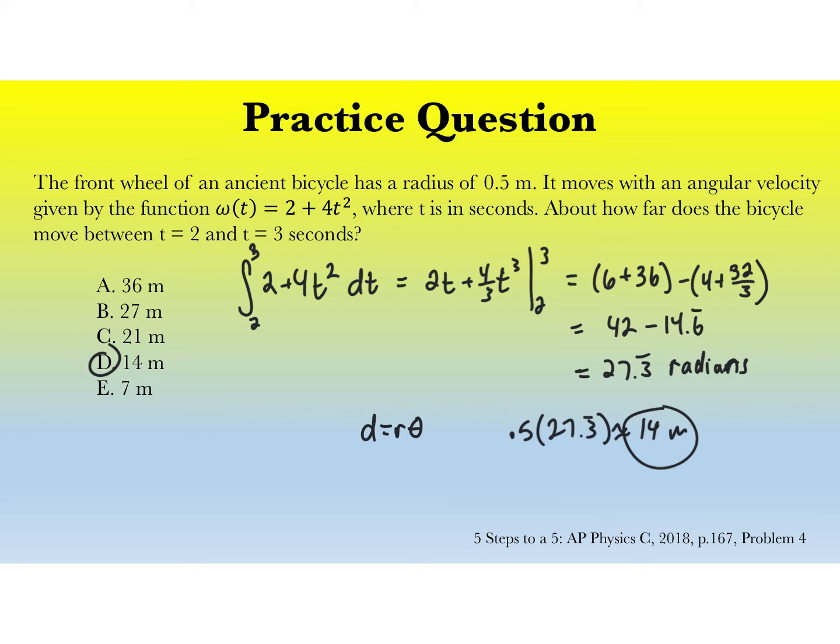But we want to know the actual distance. So we can take our distance equals r theta. You might have it as a different variable for d. You might have s for x. But the distance equals r theta. So 0.5 times that 27 1/3 is approximately 14 meters.